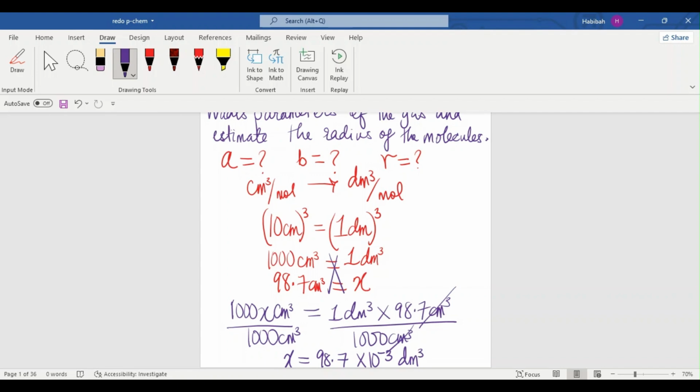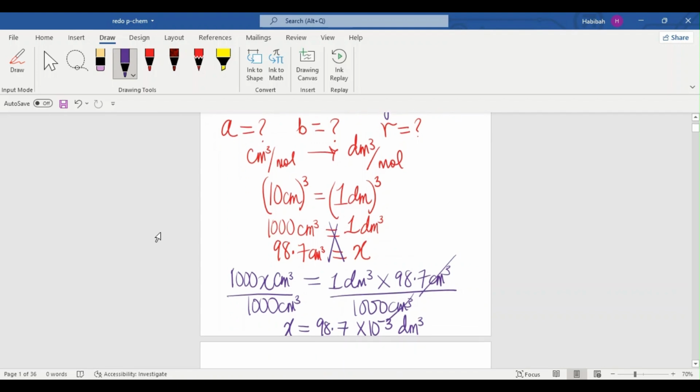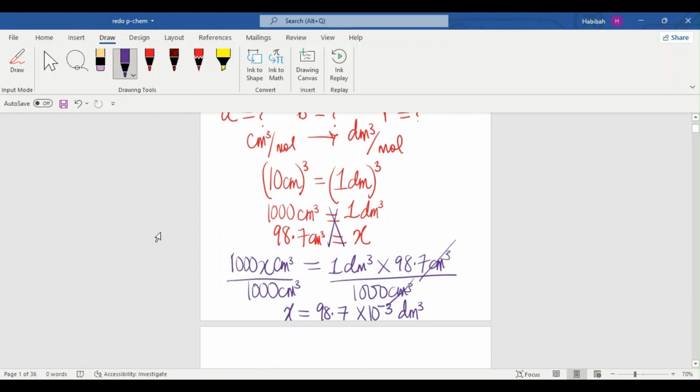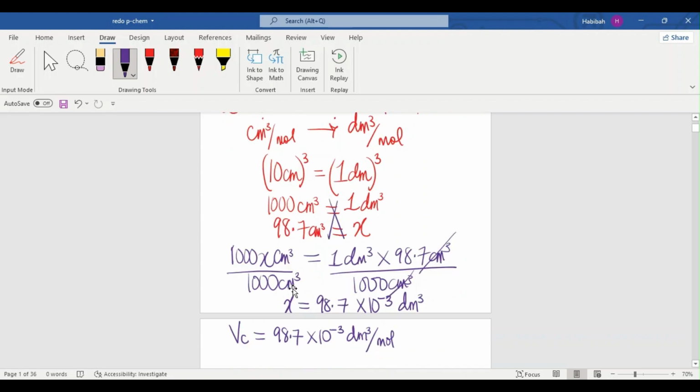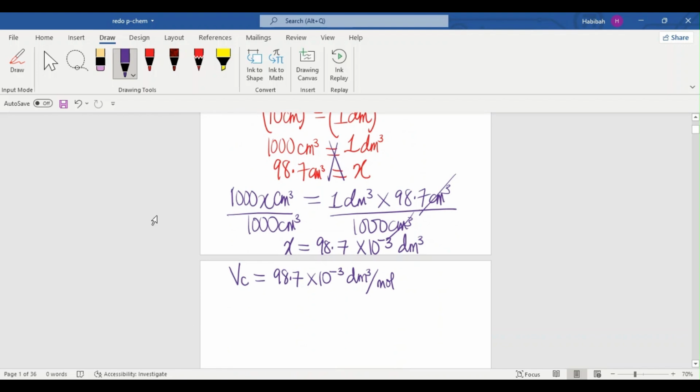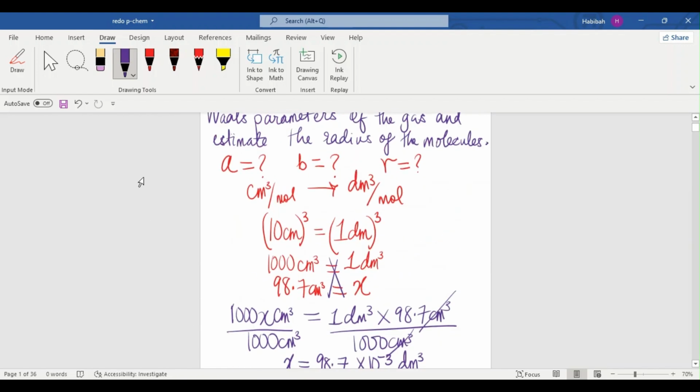Now, let's not forget that it's not just decimeter cube, it's decimeter cube per mole. So I'm going to write the updated Vc to be 98.7 times 10 raised to the power of negative 3 decimeter cube per mole. That's basically how you solve this. Now that we have successfully converted, we can continue with our work.